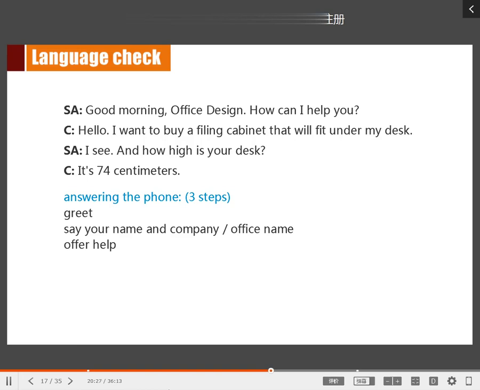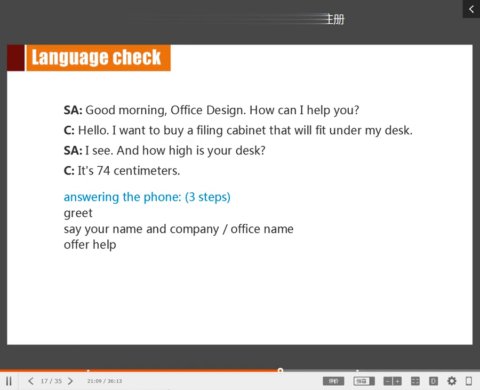Hello, I want to buy a filing cabinet that will fit under my desk. Okay, so what did he do? First of all, he also greeted, right? He greeted the sales assistant by saying hello. And then he explained the reason for calling. What did he want? This is very concise and professional. One thing that could be improved is to introduce yourself first. After saying hello, you can say, this is Anna from HJ speaking. I want to buy a filing cabinet that will fit under my desk. That way the other person knows who she was dealing with.